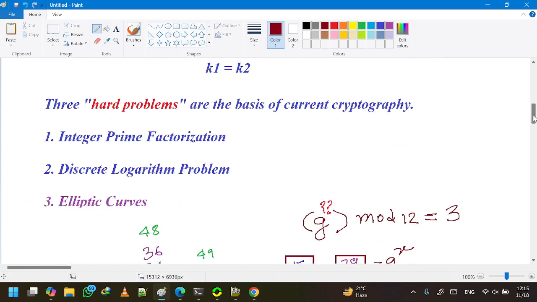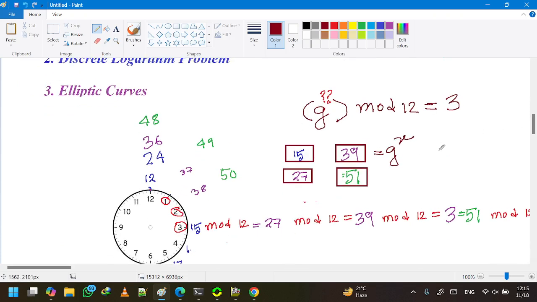G is 17. So even if g is known, so g is 17, 17 to the power what is creating this thing.